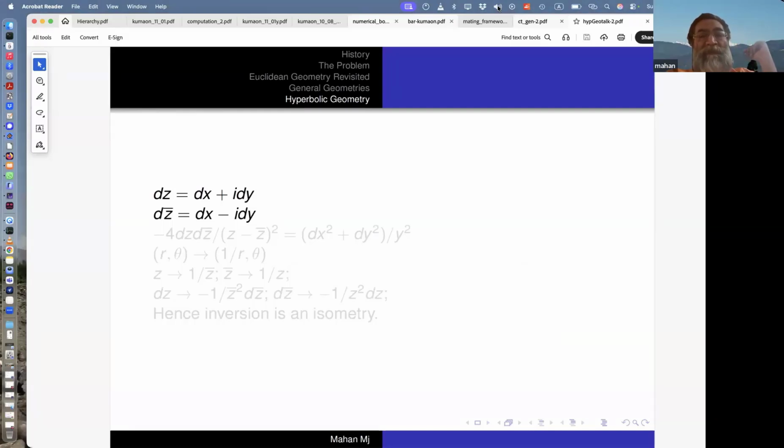And what is the real metric? It becomes dx plus i dy times dx minus i dy, which is dx squared plus dy squared. And then what is y? y is equal to (z minus z bar) by 2i. So (dx squared plus dy squared) by y squared, which is the real expression, is exactly the same thing as minus 4 dz dz bar by (z minus z bar) whole squared. There's this 2i in the denominator, which squares and becomes minus 4 upstairs.